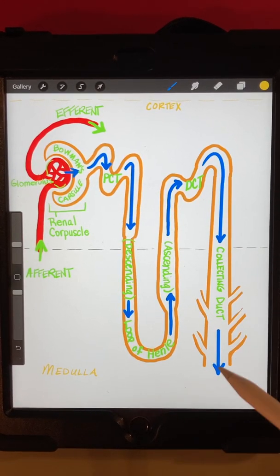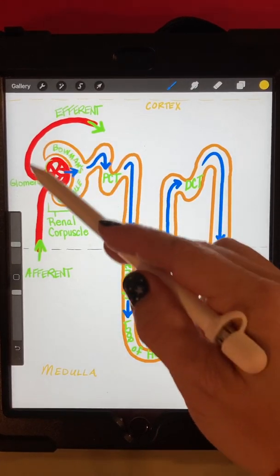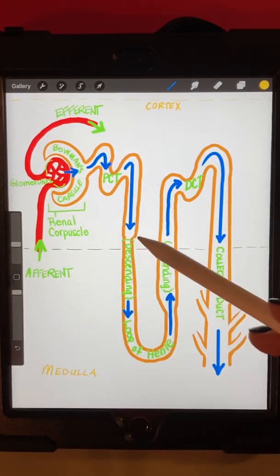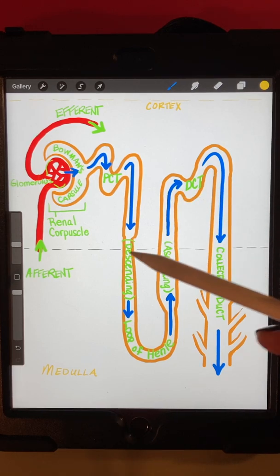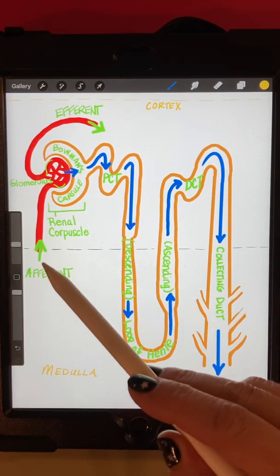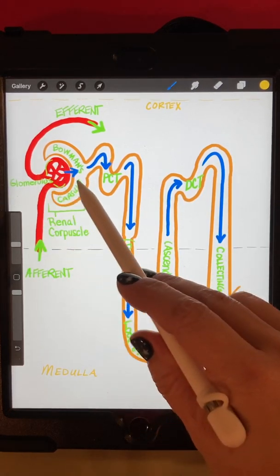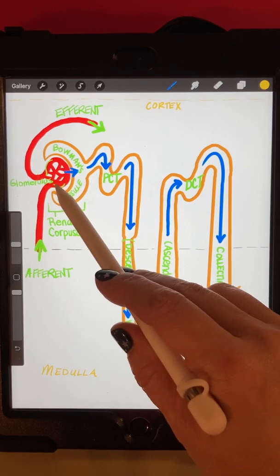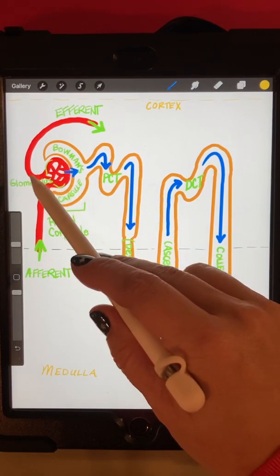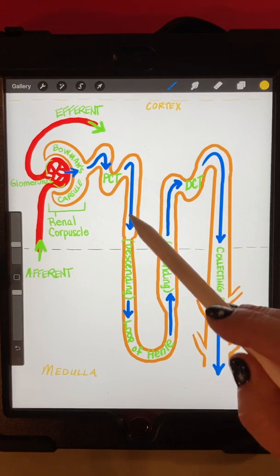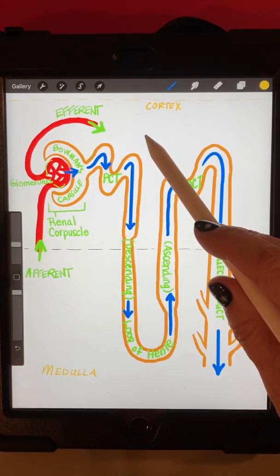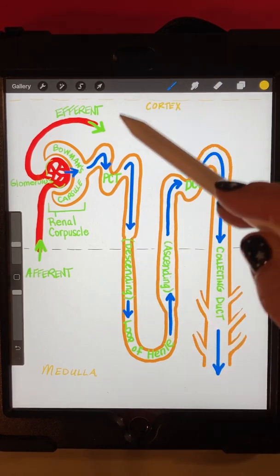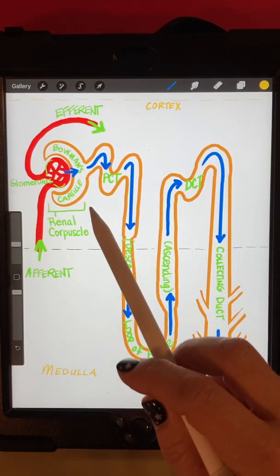All right. Filtration begins in the renal corpuscle, situated in the kidney's cortex, where an afferent arteriole comes into the capillary bed, the glomerulus, and an efferent arteriole leaves the capillary bed. That will form into peritubular capillaries. We'll talk about that in a second.